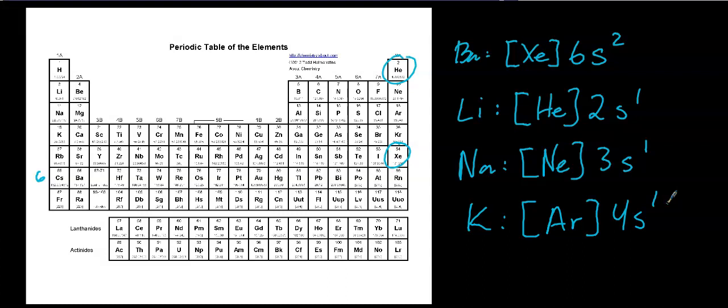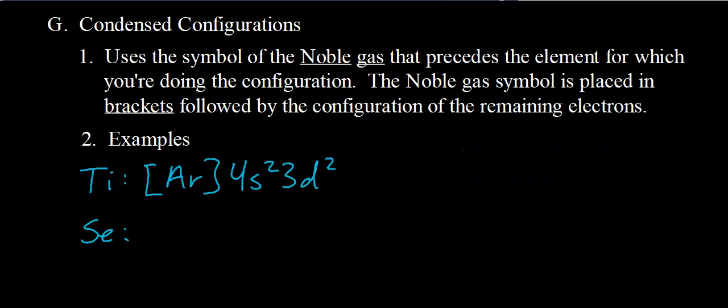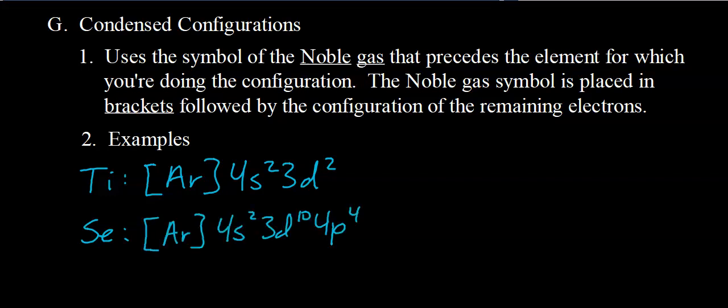Let me give you another one to try. Let's do, I don't know, titanium. Write the condensed configuration for titanium. So for titanium, it's argon in brackets, 4s2, 3d2. All right, pause the video, do the condensed configuration for selenium. So here's what we get for selenium. So it's a much shorter way of writing an electron configuration.